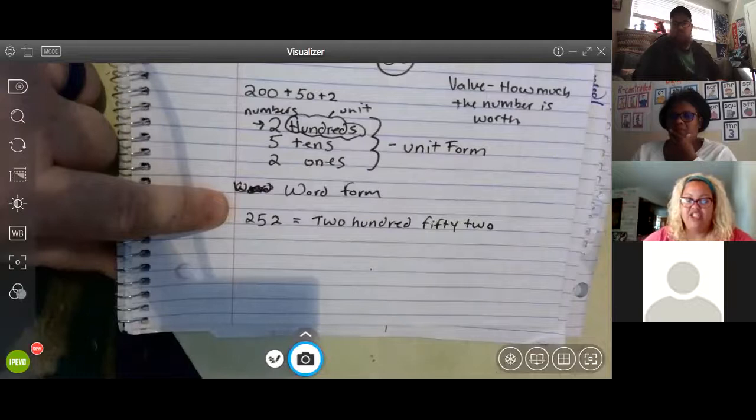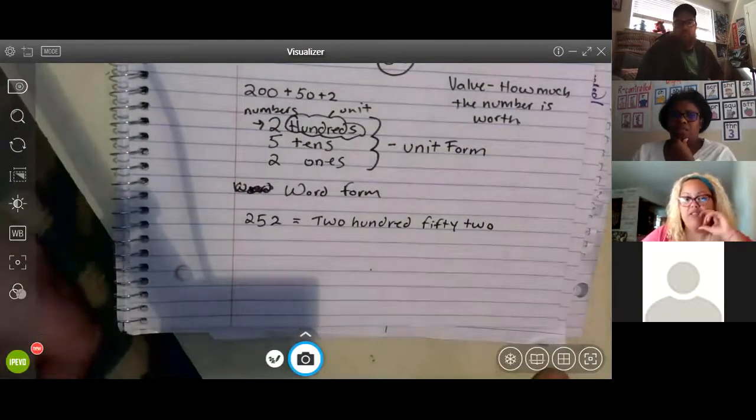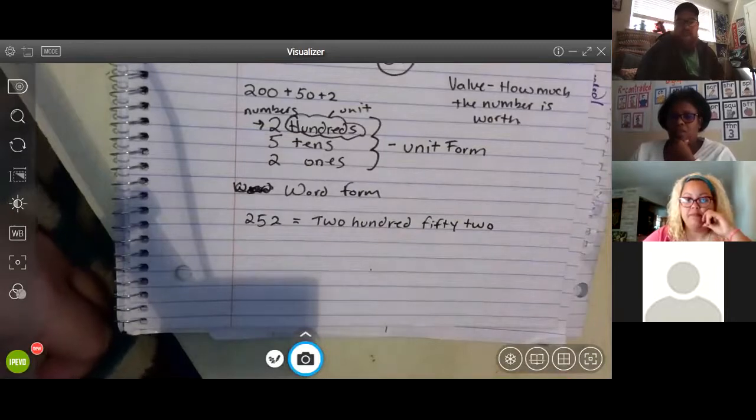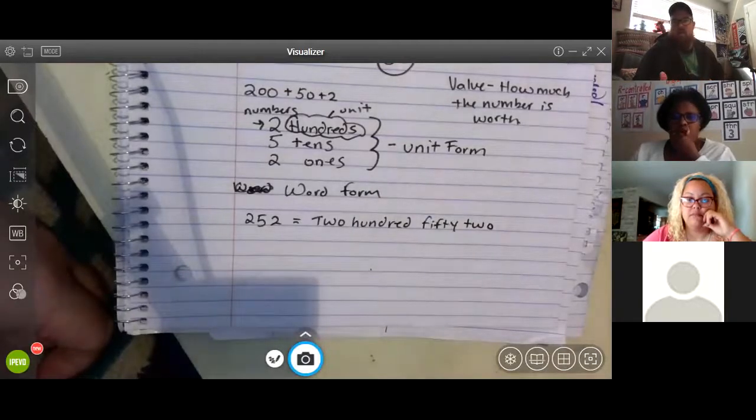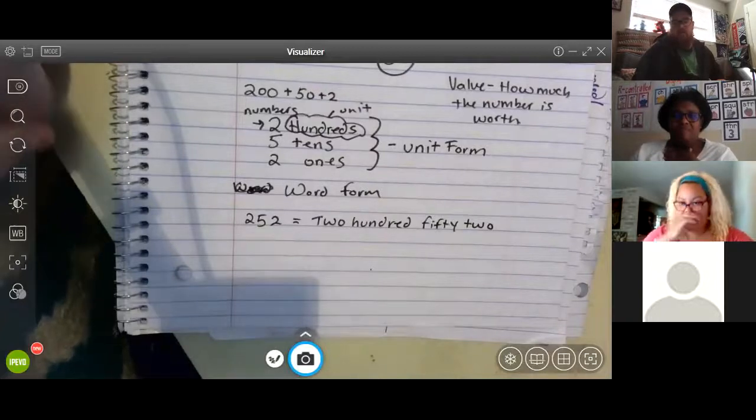Mr. Kiefer, quick question. Yes, ma'am. How come we don't write "and" inside of our words? Because "and" represents a decimal. So when we have money, if you have $11.52, that's a separation between a whole number and a part of a number. So 52 would be a piece of a dollar. Perfect. So when I'm writing it, I need to make sure I don't have the word "and" in any of these. So I should say two hundred fifty-two, not two hundred and fifty-two. Absolutely. Correct.